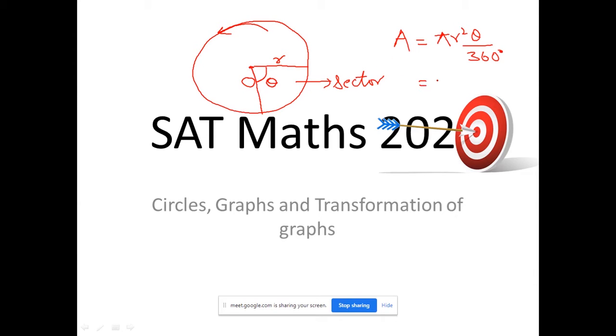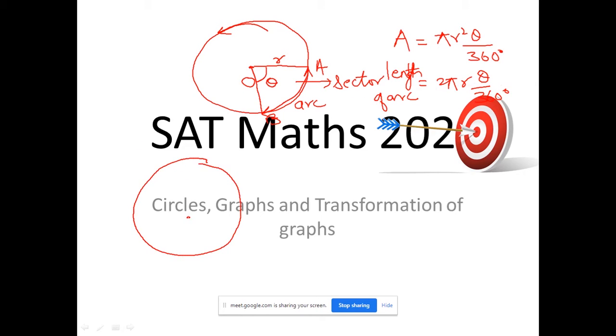And the circumference of the circle is given by 2 pi r. If we want to calculate only a part of the circumference, this distance, let's say from A to B, this distance is called the arc. So, the length of the arc is given by the total circumference 2 pi r, and the length of the arc for this particular theta degree would be theta by 360 degree. Okay.